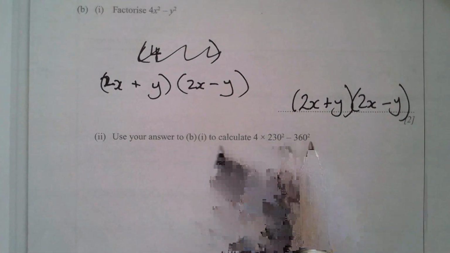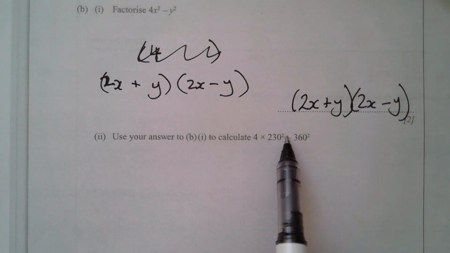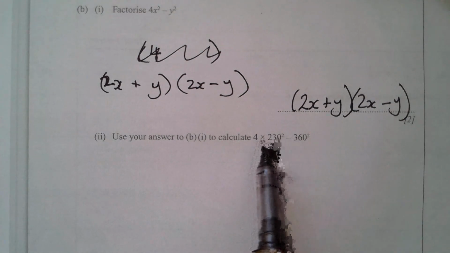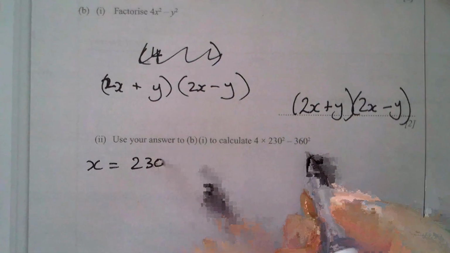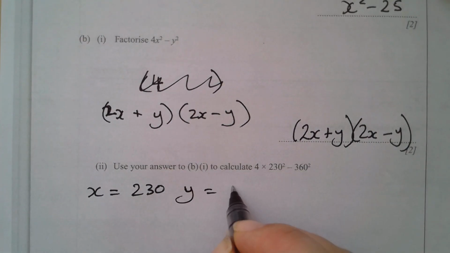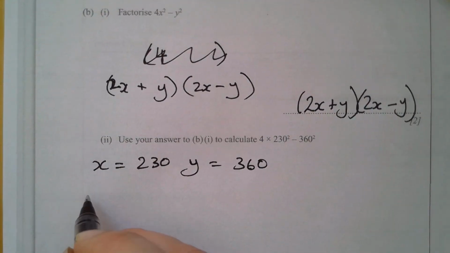Use your answer to calculate 4 multiplied by 230 squared, subtract. So what are we doing? Well, we've got a 4 here. So we're saying that this x equals 230. And if we're substituting that in there, y equals 360. Okay, so we substitute those 2 in.